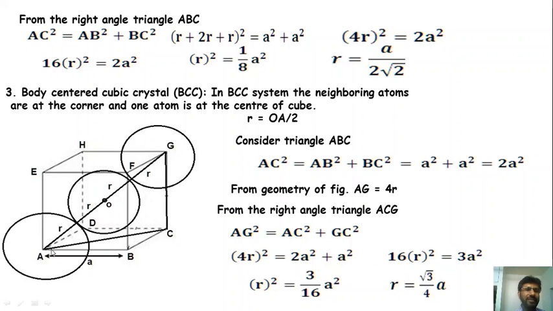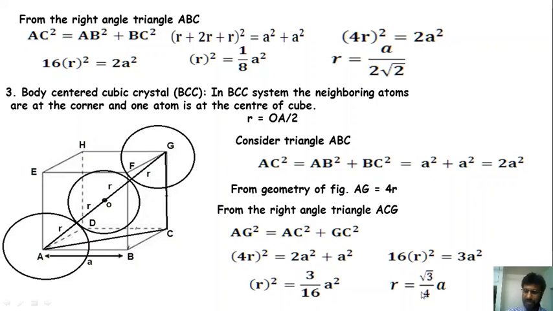Now here AG is equal to R plus R plus R plus R, that is 4R. Then, from the right angle triangle ACG, now consider this right angle triangle, we write the equation AG square is equal to AC square plus CG square. If we substitute the values of AG, AC and CG, we get R is equal to root 3 by 4 into A, and this is the atomic radius for the body centered cubic crystal.